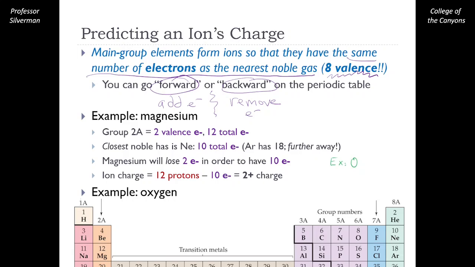Let's do oxygen as an example. Oxygen is here, number 8 on the periodic table. We want to end up in our noble gas box. So I see 2 choices. You can either go 1, 2 boxes over, 2 boxes to the right, or you can go 1, 2, 3, 4, 5, 6 boxes backwards.